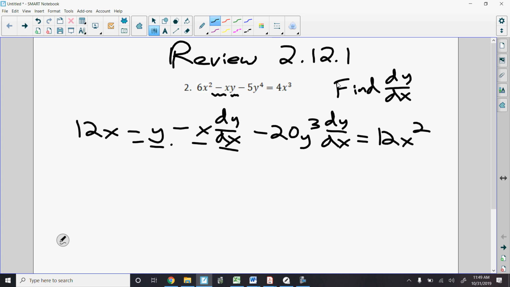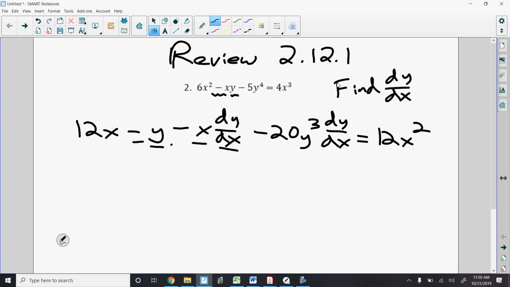Now both dy/dx's are on the same side of the equal sign. I can keep them there and subtract the 12x to the other side and add the y. But I actually like, if I move both of my dy/dx's and that 12x squared, then I feel like I can get more positives than negatives. So I'm going to go ahead and add x dy/dx and add 20y cubed dy/dx to the other side. And I'm going to subtract 12x squared.